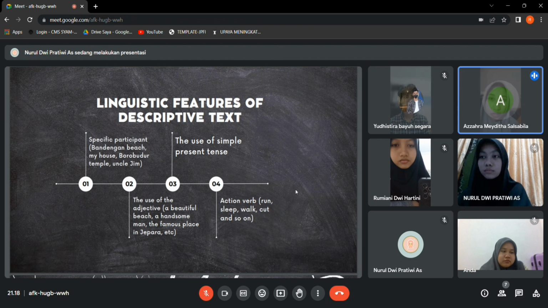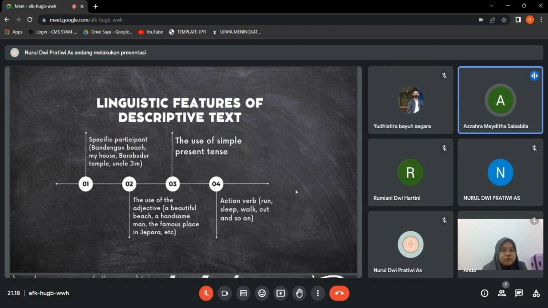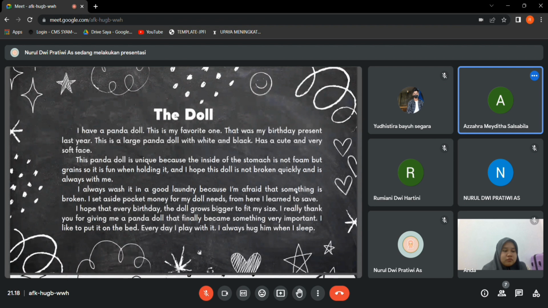Now we will move to the example of descriptive text. I want you guys to read the text first, before we analyze and identify the text. For the first paragraph, I want Nurul Dwi Pratiwi to please read the text.